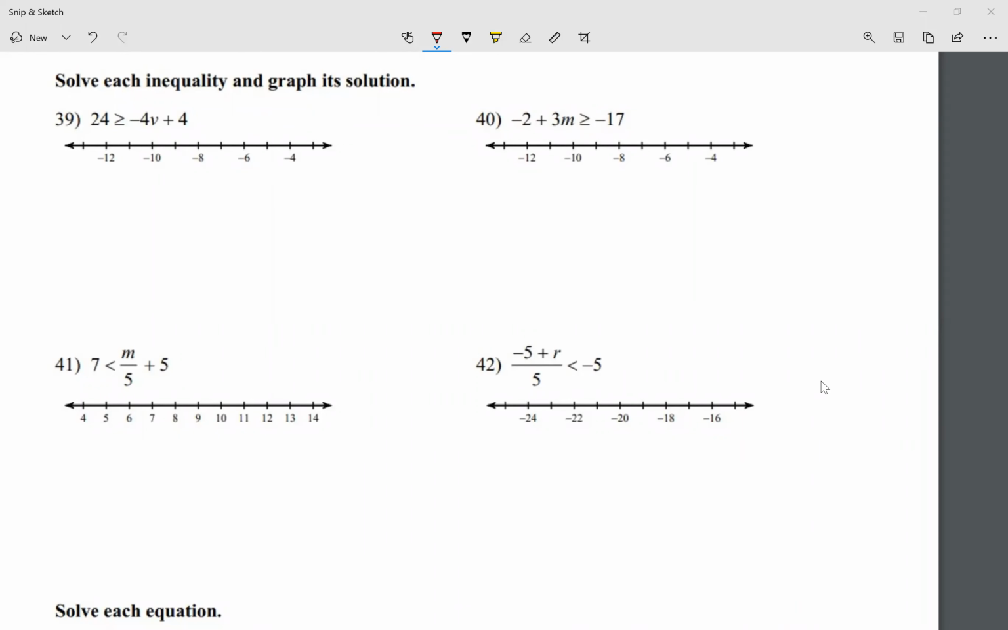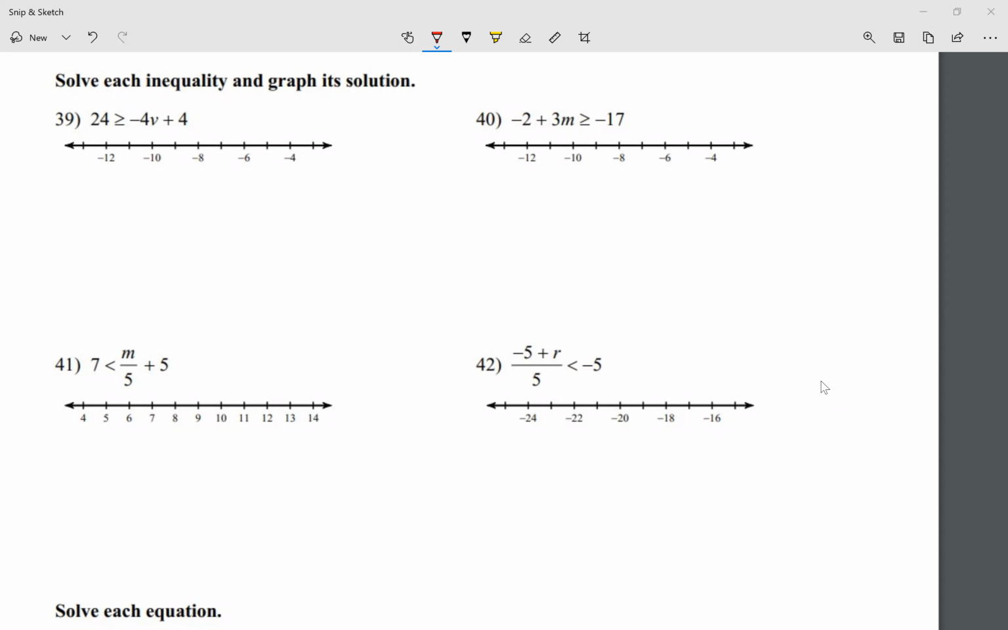Now, when it comes to inequalities, yesterday we reviewed equations, when there's an equal sign. Now, inequalities, we have the less than, greater than signs. My solution has more than one answer. More than one number will make this statement true.